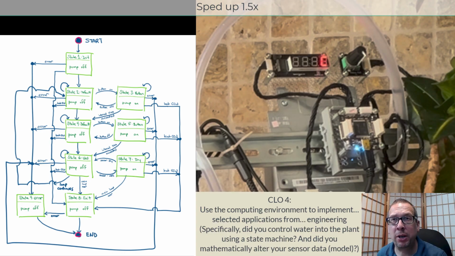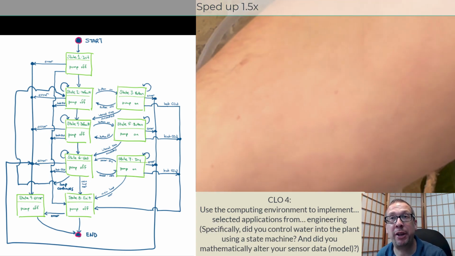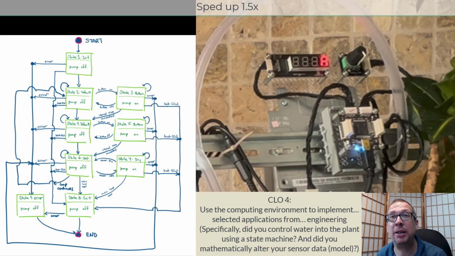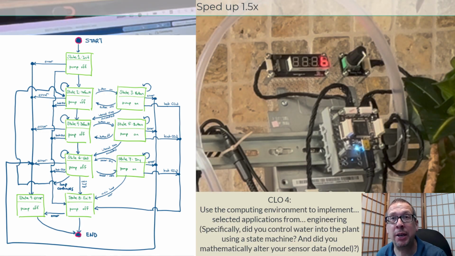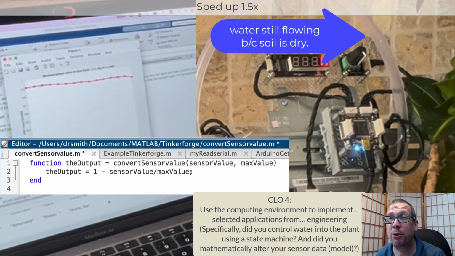For the fourth learning outcome, we use a state machine illustrated in the chart on the left. The state machine is driven by three things: the time, the state of the button, and the state of the soil moisture sensor. The state machine uses this information to determine when to water a plant and for how long. A timeout feature is built in to allow the program to exit.